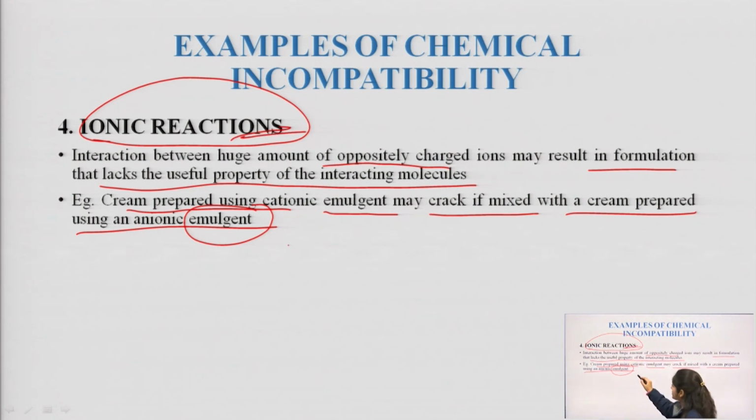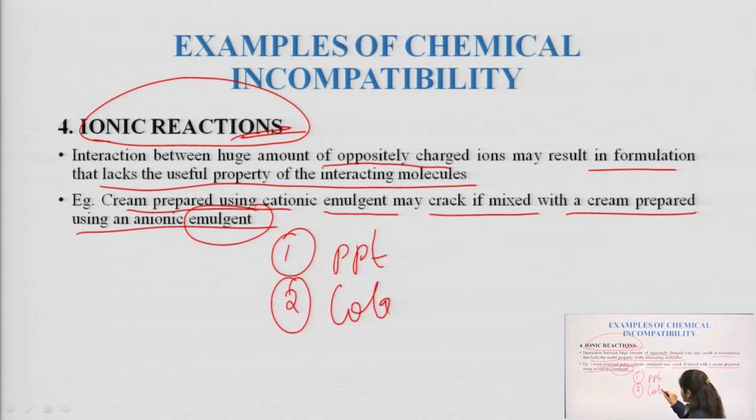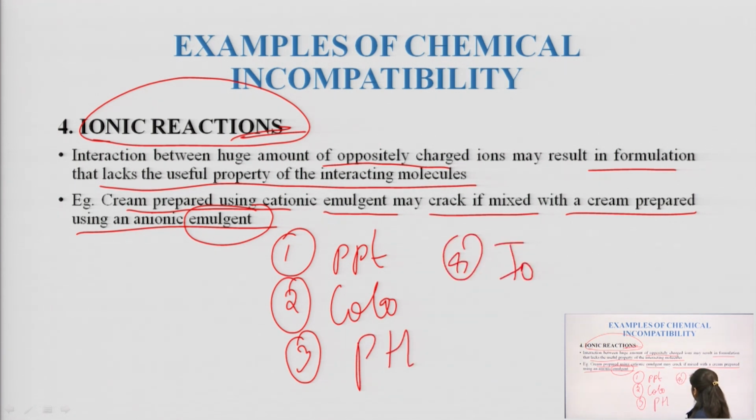So, just revising the types of incompatibility we have just now seen: the formation of precipitate, then color change reaction, then change in the pH, and eventually the ionic reaction. These are some of the examples that are majorly responsible for causing chemical incompatibility in the formulation.